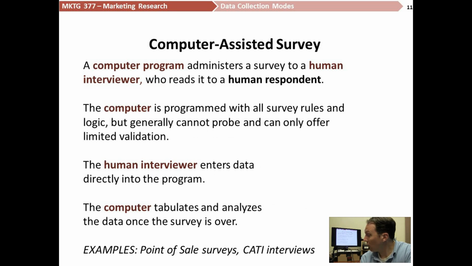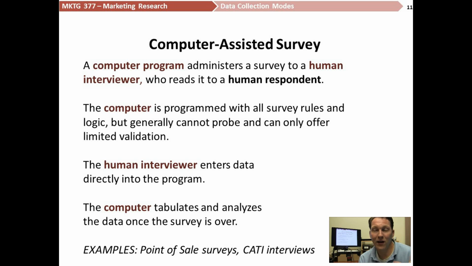We also have the computer-assisted survey, where a computer program administers a survey to a human interviewer, who is then reading that survey to a human respondent. So this is kind of like the computer-administered survey, except that you have an interviewer involved who can be there to ask questions, to probe, to drill down, to make sure that they really understand what's being said, to answer any questions that the respondent might have, and the computer process also ensures that you have a high level of data quality and real-time reporting and things like that, but the human interviewer still ultimately gets to decide what gets put into the software.